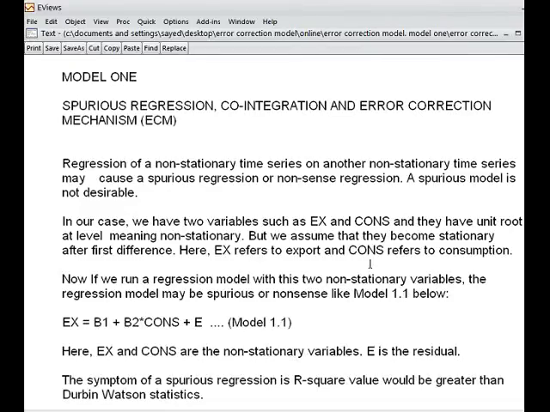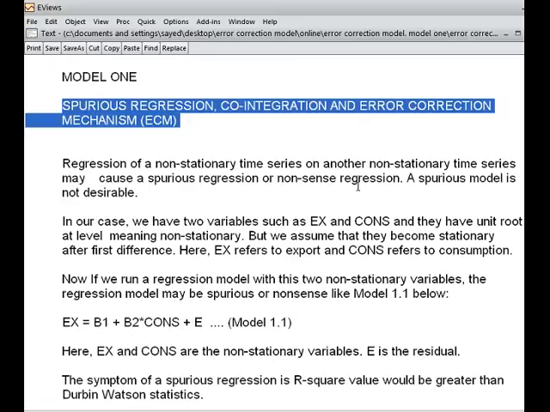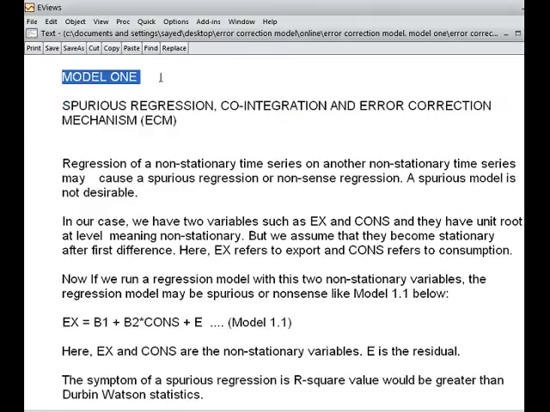Okay, today we shall be talking about spurious regression model and co-integration and error correction mechanism. That we shall be talking today. Spurious regression, co-integration and error correction mechanism. And it is under model 1.